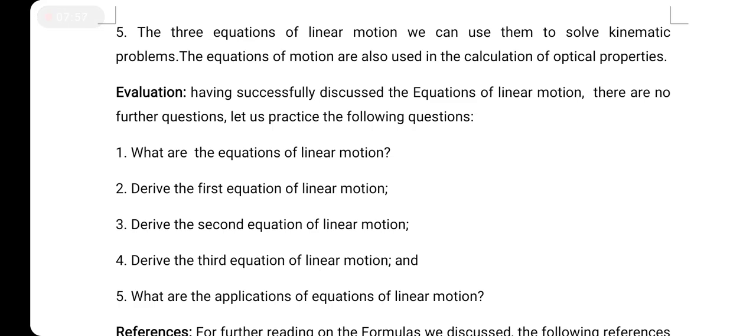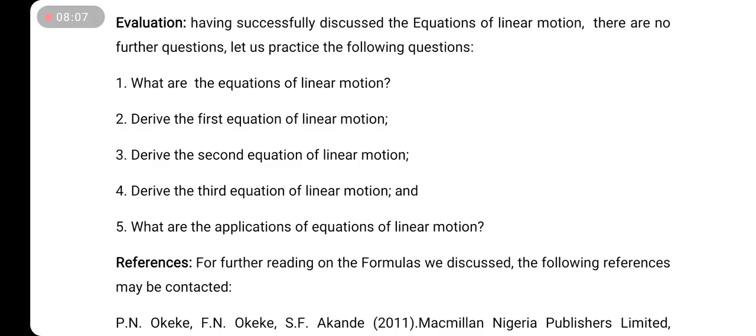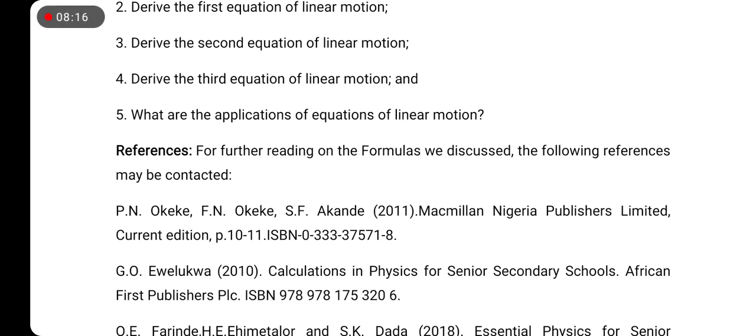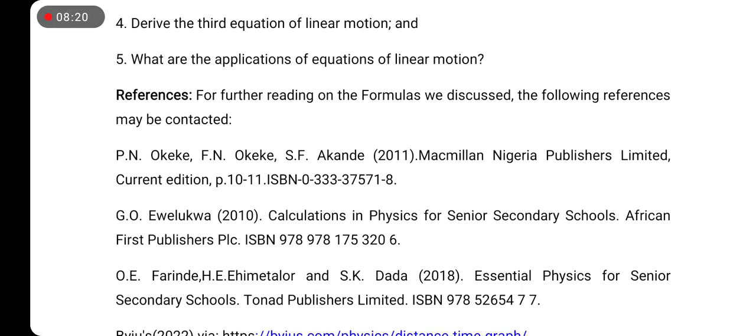Having successfully discussed the equations of linear motion, let us practice the following questions. What are the equations of linear motion? Derive the first equation of linear motion. Derive the second equation of linear motion. Derive the third equation of linear motion. And what are the applications of equations of linear motion?